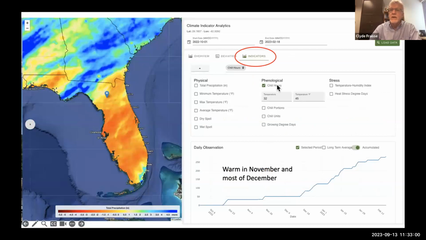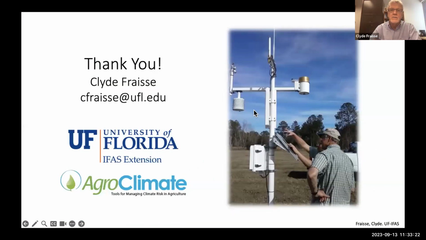Also, like I mentioned, in this tool we already have different ways to calculate chill accumulation, selecting different temperatures, chill portions, chill units. This is a model that doesn't work in the warm areas. It's only for the northern parts of the country, but it's also available here, and some other ideas as well.